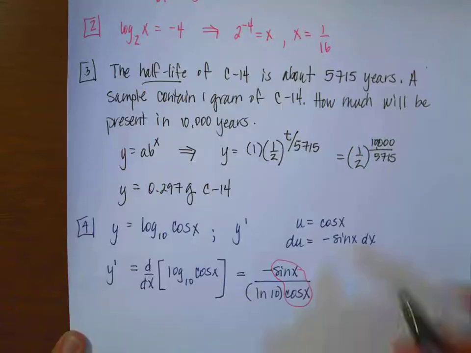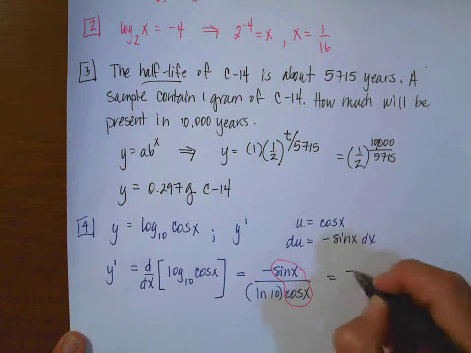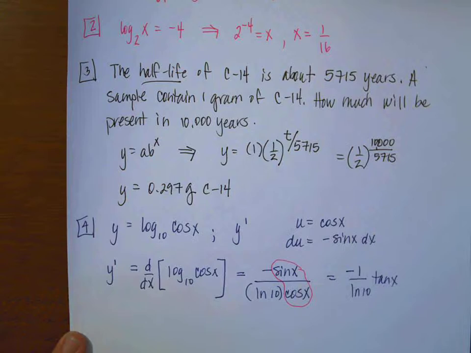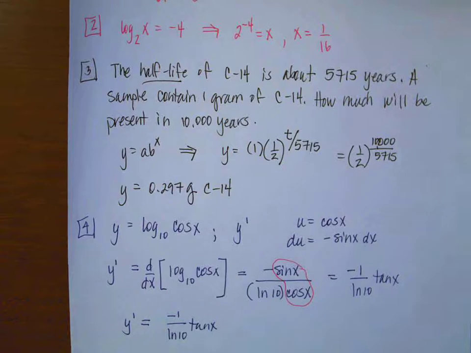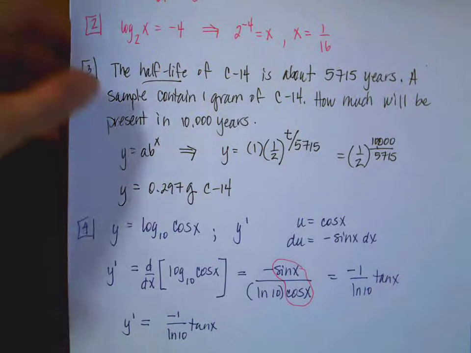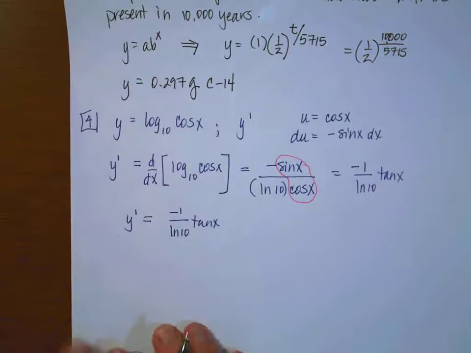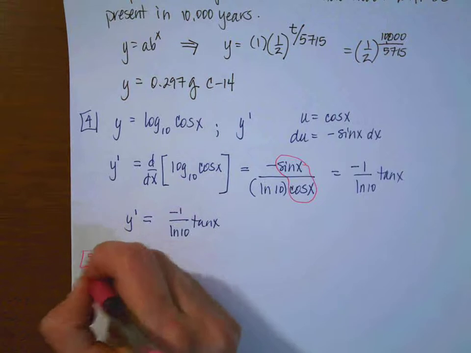But if you notice, sine divided by cosine is tangent, so you could write this as a negative 1 over the natural log of 10 times the tangent of x. So that was pretty easy, and then I would write it and report it as a negative 1 over natural log 10, and then my tangent of x. We're just cruising right along.